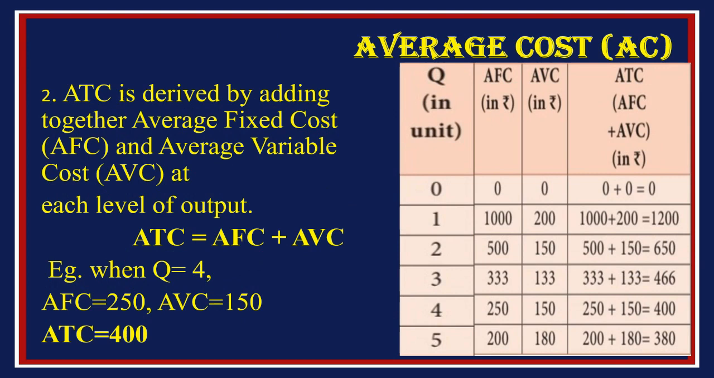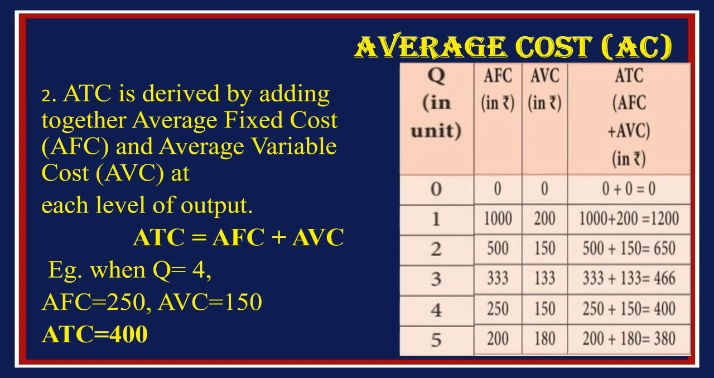The next method is average cost. Average total cost is derived by adding together average fixed cost and average variable cost. So it is a summation of AFC plus AVC. Now in the chart given here, we have the quantity of output 1, 2, 3, 4, 5. AFC is given, AVC is also given, and ATC is the summation of AFC plus AVC.